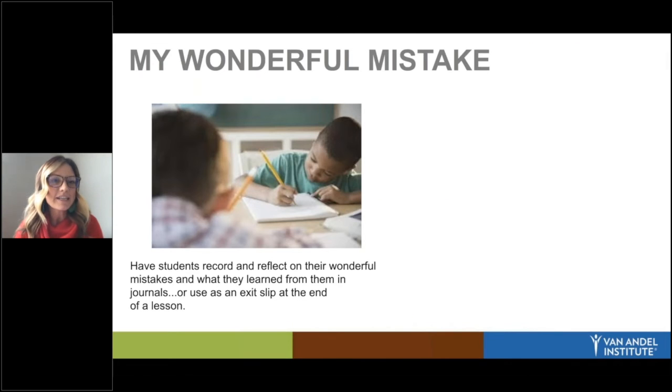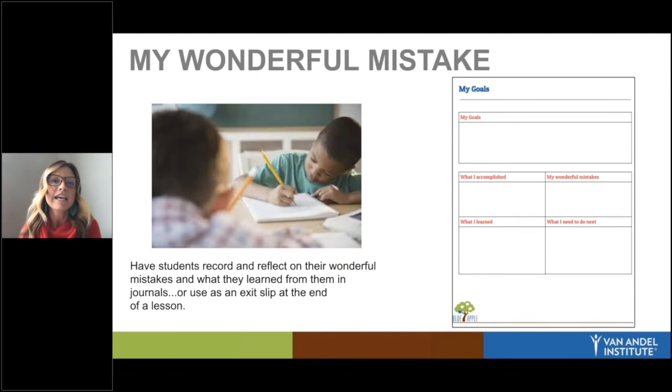Speaking of mistakes, this example is called My Wonderful Mistake, and it's really getting students to understand that they need to find those moments where a mistake was made and figure out how to overcome it. So just having students record and reflect on their wonderful mistakes and also what they learned from them. They can use a journal for this. Here's an example. It's just what they accomplished from the task, what mistakes were made, what they learned from those mistakes, and then what those next steps are, what do they need to do next?